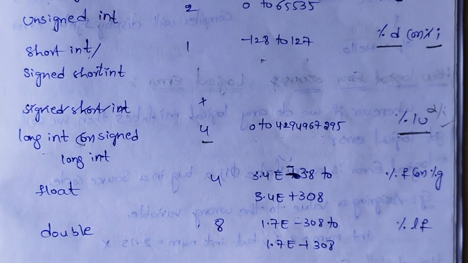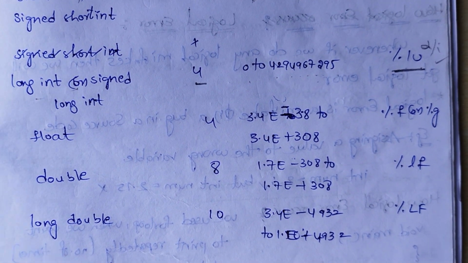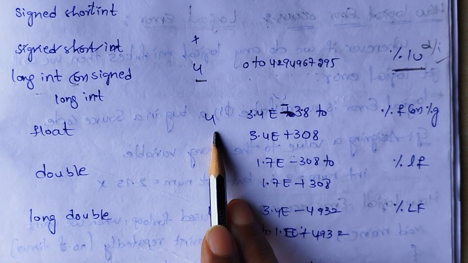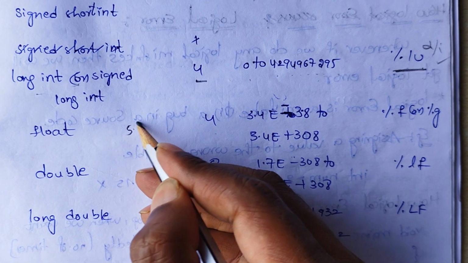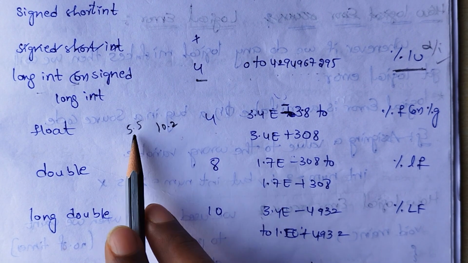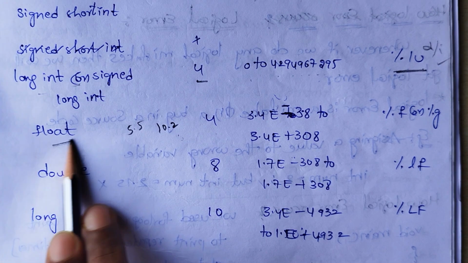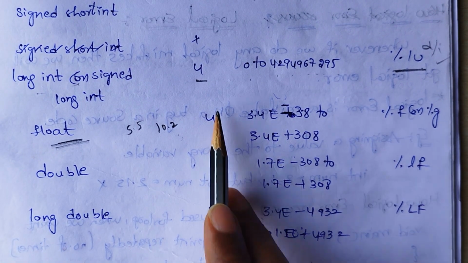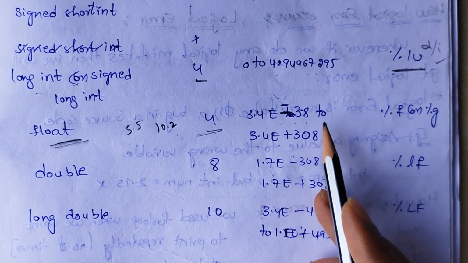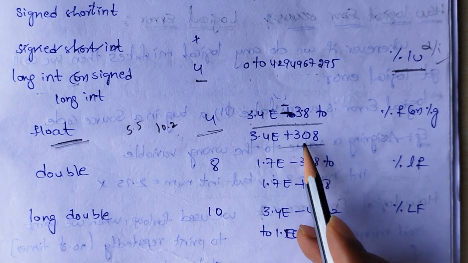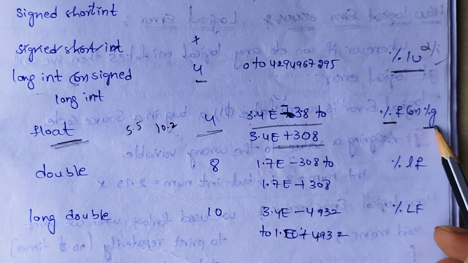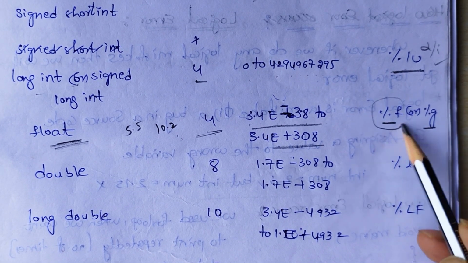And what is the floating value? What is the float? The float size is 4. When you are declaring any decimal values like 5.5, 10.2, when you want to store these types of values, we have to use the float data type. The size of float is 4. The range is 3.4e-38 to 3.4e+38, which is a lengthy range. And the control string for float is percentile F or percentile G. We can use any one. Generally we will use percentile F only.